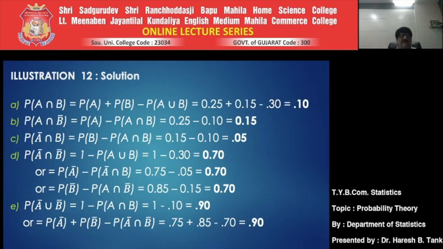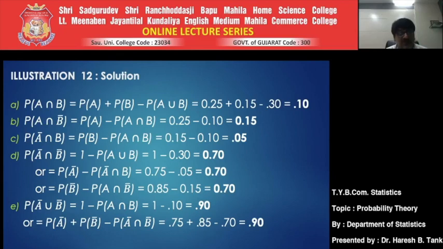The probability of A intersection B complement is nothing but the probability of A minus the probability of A intersection B. These two values are known to you: 0.25 minus 0.10 comes to 0.15. The third case, the probability of A complement intersection B, is the probability of B minus the probability of A intersection B, which is 0.15 minus 0.10, which comes to 0.05. That is as simple as that, and it is our ultimate answer.